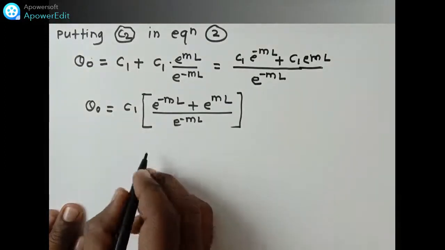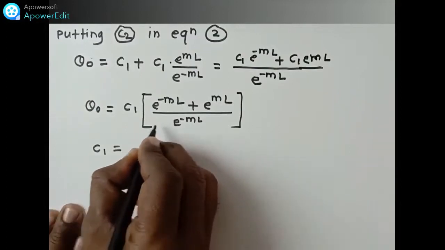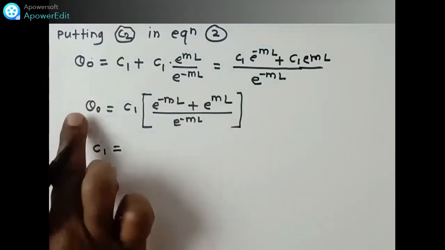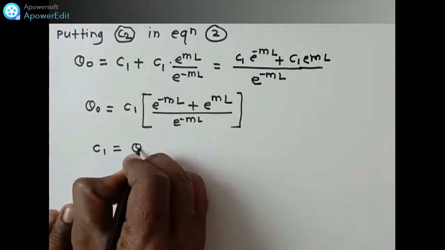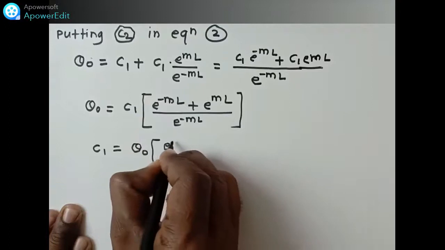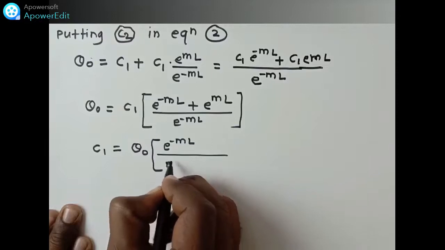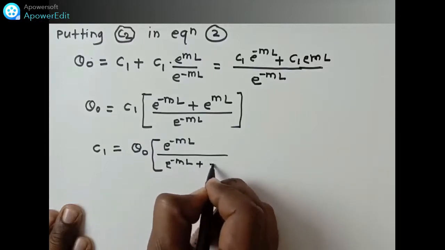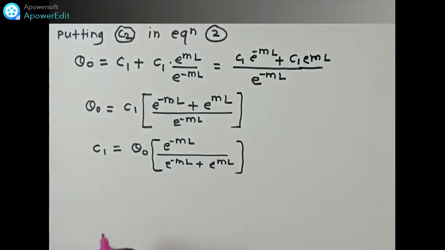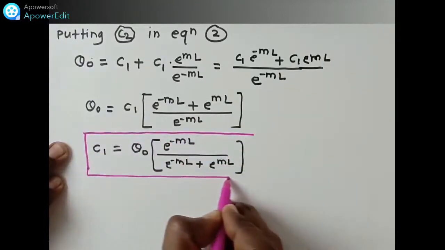Now this equation we can write in the form of C1. So C1 will be equal to what? This right side term, if we bring to the left side of theta 0, it will become theta 0 into the bracket e raised to minus ml divided by e raised to minus ml plus e raised to ml. This is equation number 5.